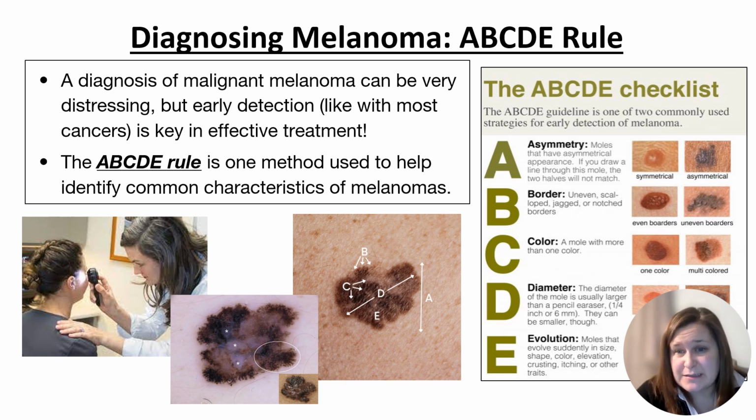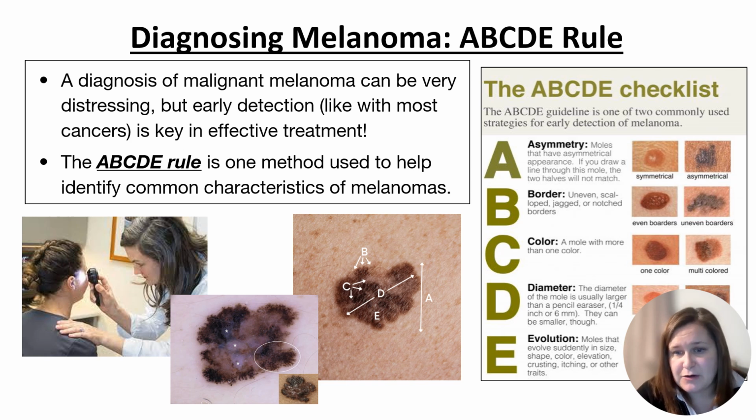A stands for asymmetry. We want to look for moles that look asymmetrical in appearance. If you draw a line through the middle of it, the two halves do not look the same. We want to look at the border. We want to see if it's uneven, scalloped, jagged, or has notched borders. We want to look at the color. Usually a mole with more than one color is concerning.